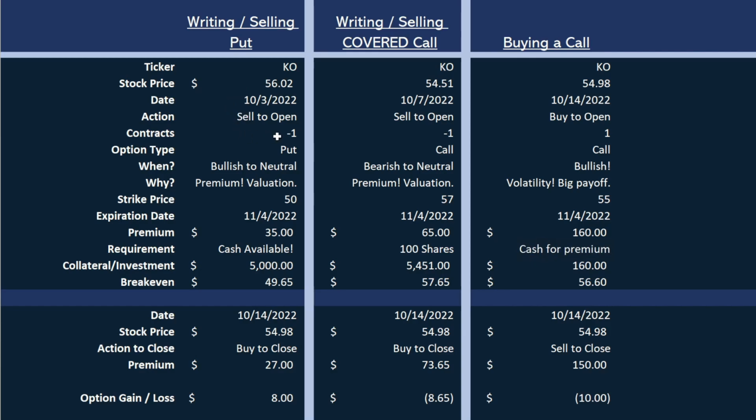Right, we sold to open one put contract, so we were down one contract. We sold a contract, right, and that was a put. We did this because we were bullish to neutral, and we wanted to collect that premium, right? And the strike price was 50, if you remember right. So now we're going to look and see where this is on 10/14.